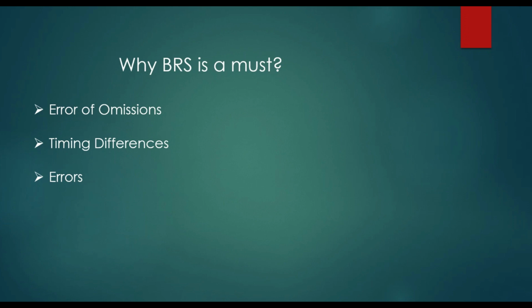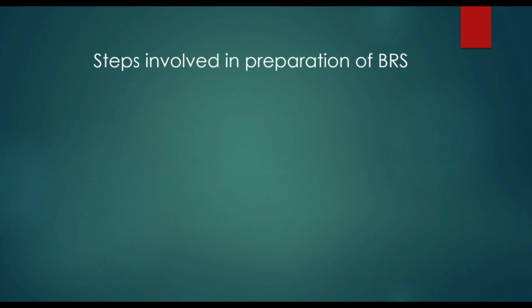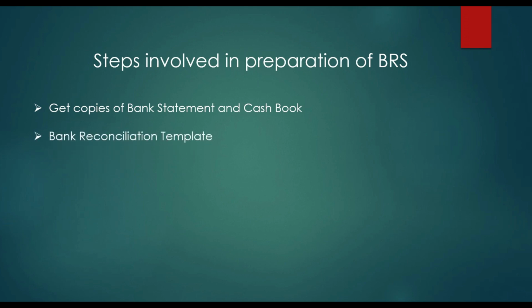So now let's jump to the 7 simple steps which I promised when I started the video that I'll be giving you to simplify the entire process. The first one, simply get the copies of the bank statement and the cash book that the company has and keep them in front of yourself so that you can compare both of them. Second step, you can have a standard template that you prepare for yourself so that you can reuse it for every month or every period that you create a BRS for. You can get various such templates online, so you can check that out there too.